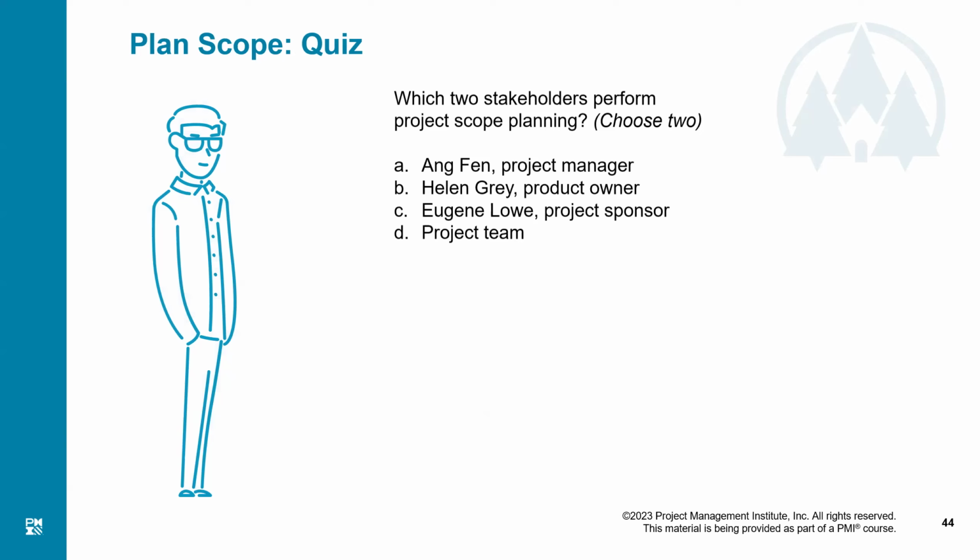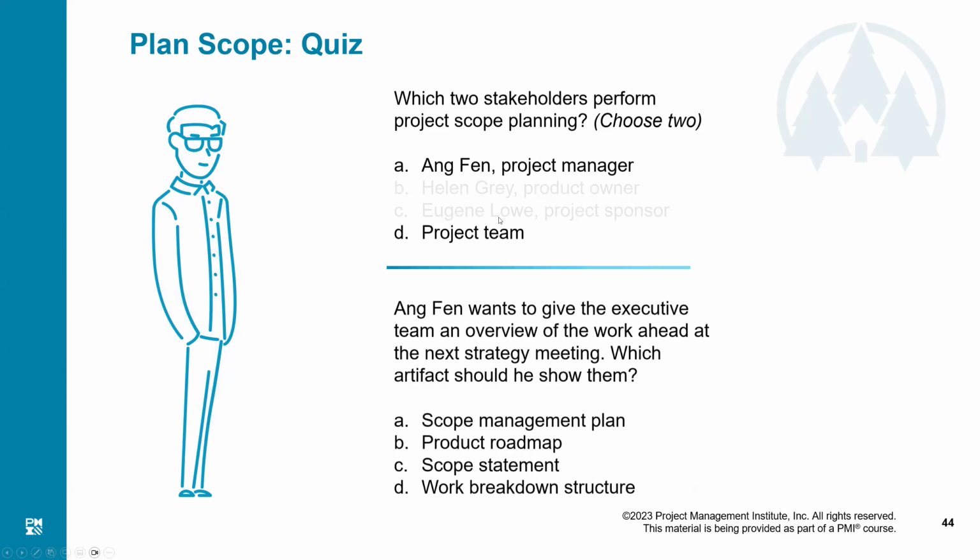Owner, okay. And Finn, project manager. And the project manager. So your answer is project manager and product owner. The correct answer is project team. Project manager and the project team. Why project team? Because in an agile project, the team is responsible for all the planning.